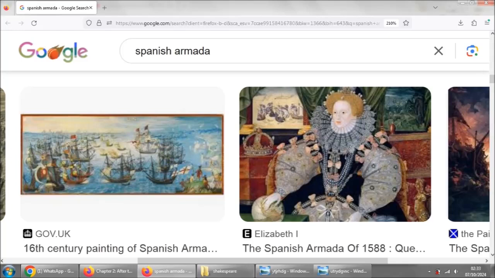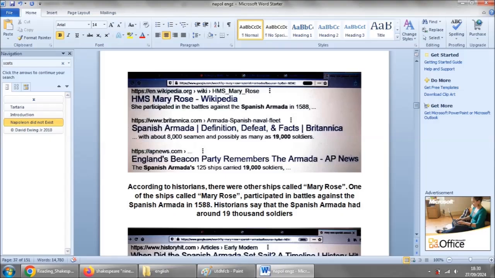People were worried that this armada of ships is coming to invade. Thousands of Spanish are coming to England and to London, and they're going to attack because of the Catholic Church. So now what do they tell us? According to historians, there were other ships called Mary Rose. One of the ships called Mary Rose participated in battles against the Spanish Armada in 1588. Historians say that the Spanish Armada had around 19,000 soldiers. Sure, everyone was scared that they're now coming with 19,000 soldiers to invade England.